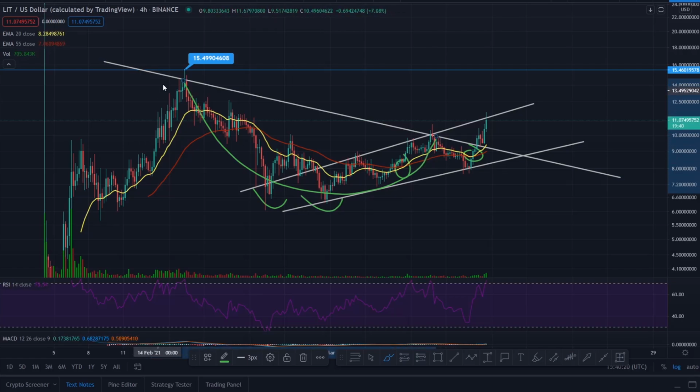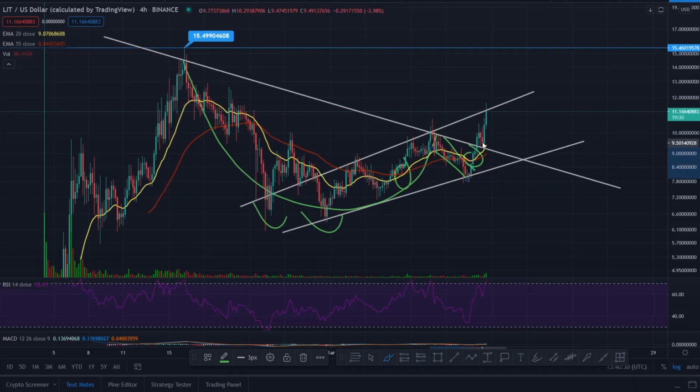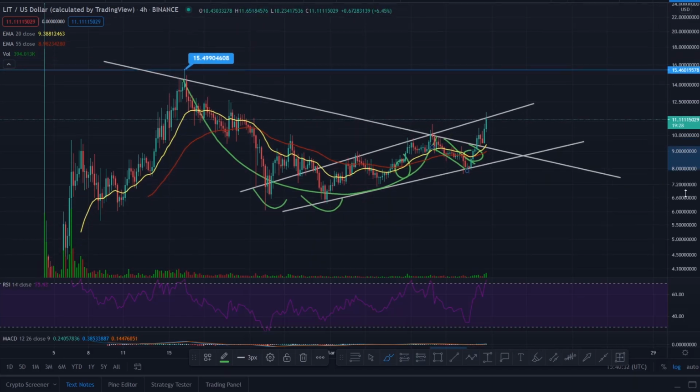See that? So that's the cup. This is the neckline of the cup. We formed the handle already, and we broke out of the neckline. And what we did, we came back and we tested the neckline as support. Do you see that, guys?